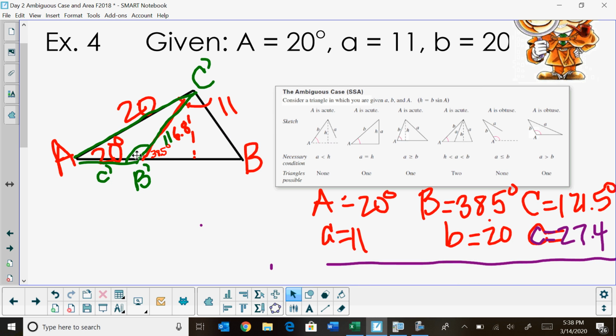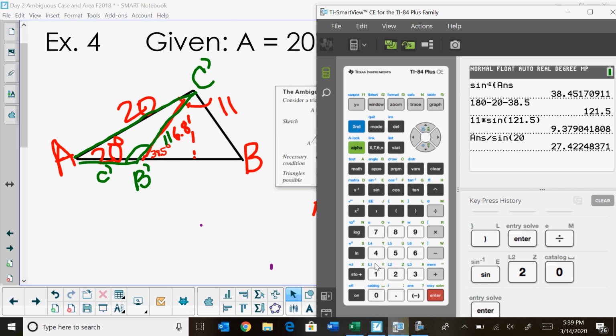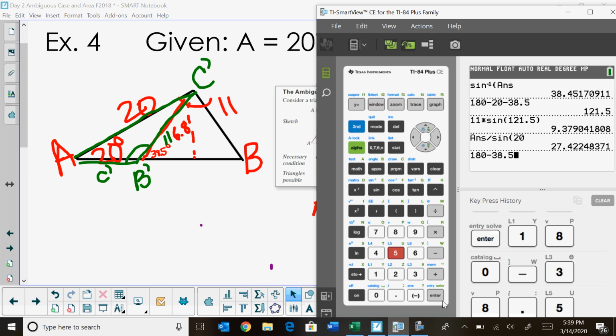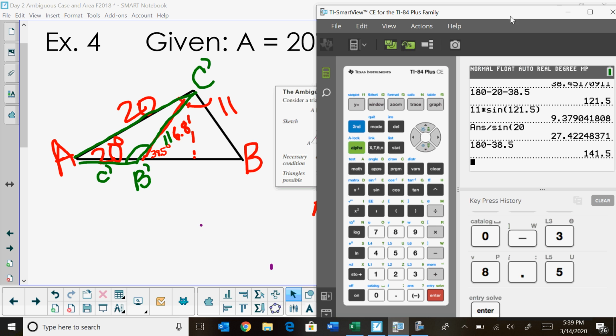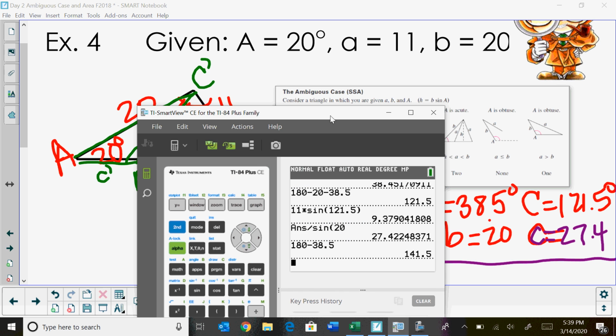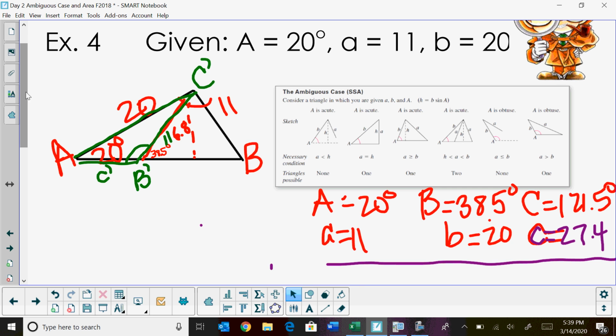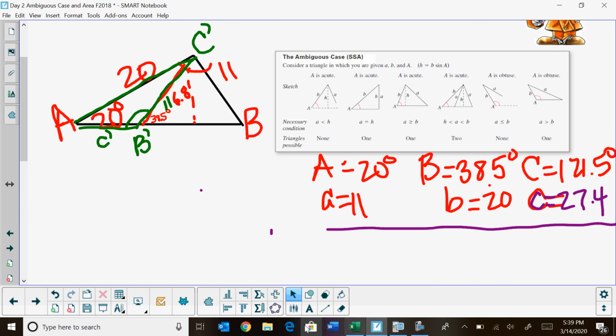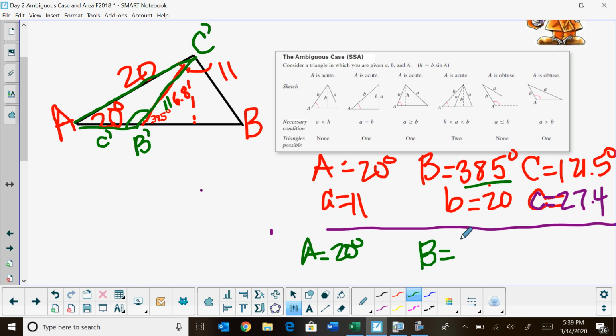Okay, remember how we did that? Those two are linear pairs. So we're going to take 180 and subtract 38.5. So B prime is 141.5. So let's just minimize that for a second. I'm going to go back, and A in my new triangle is 20. B, we just found it to be the linear pair with this one, 141.5. C, whoops, I need to call these primes. C prime, we don't know yet.